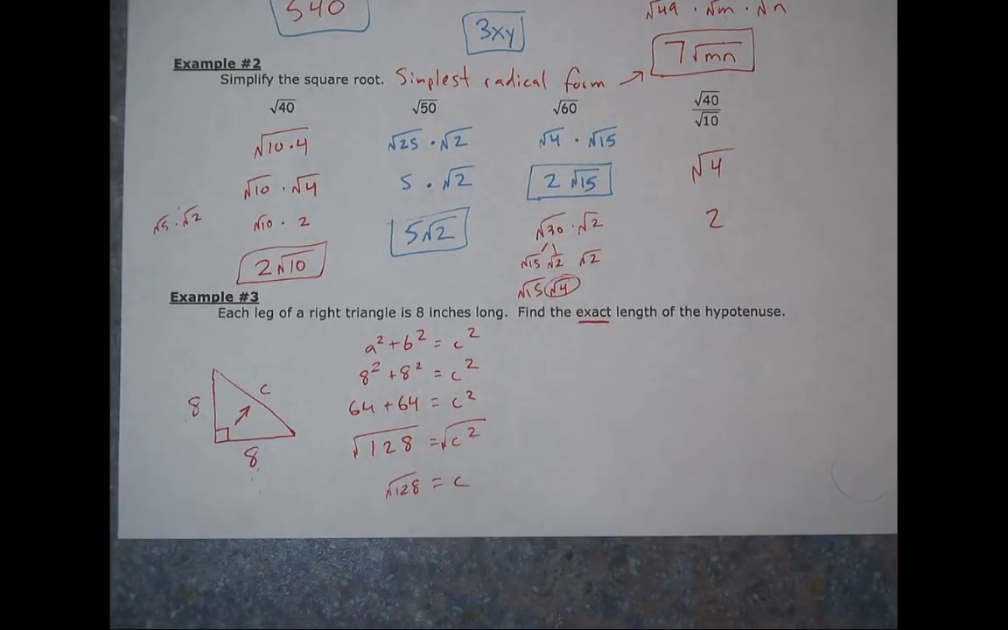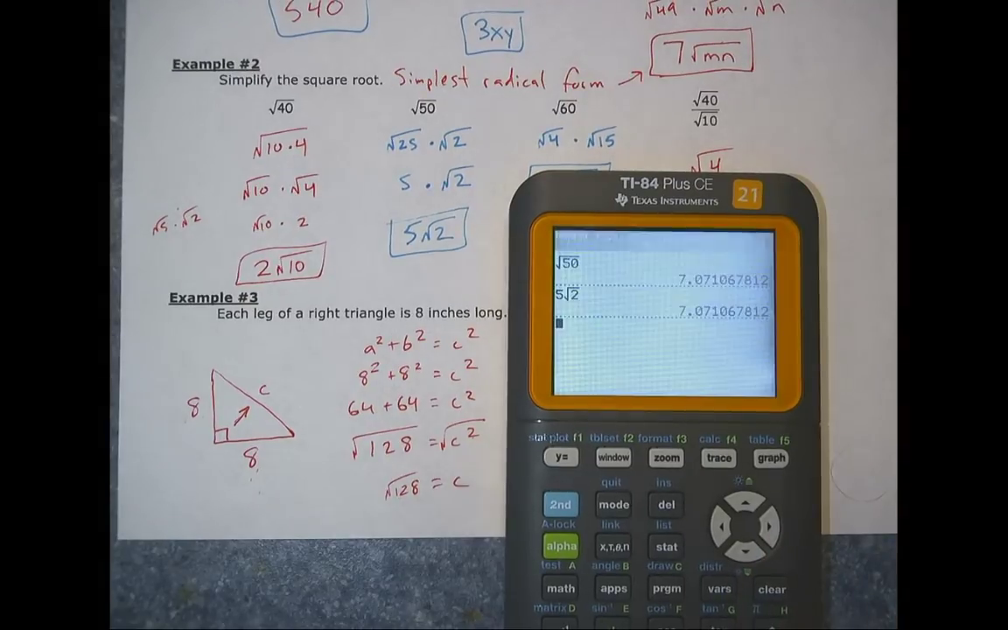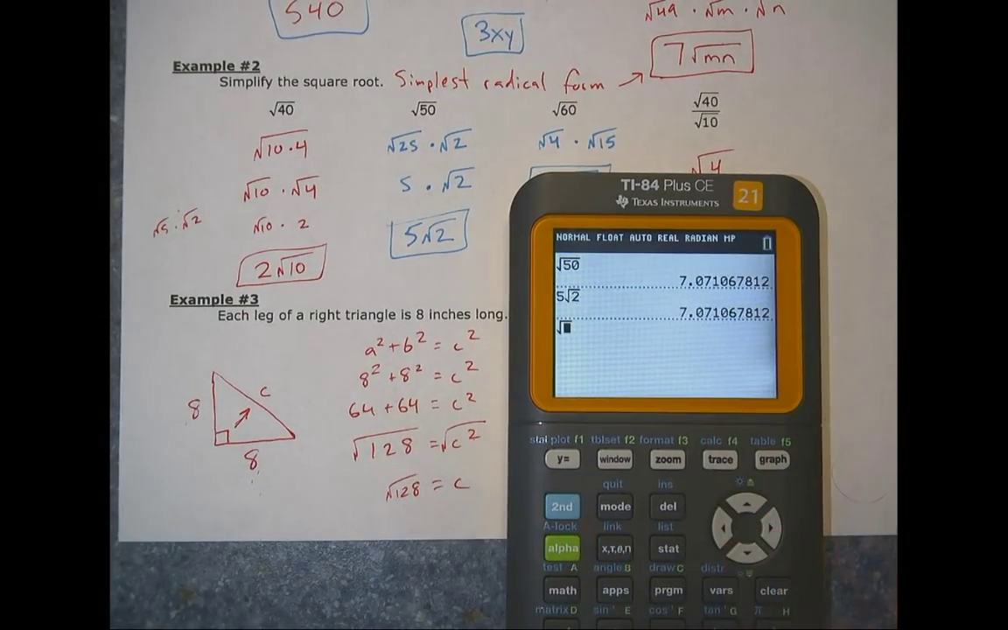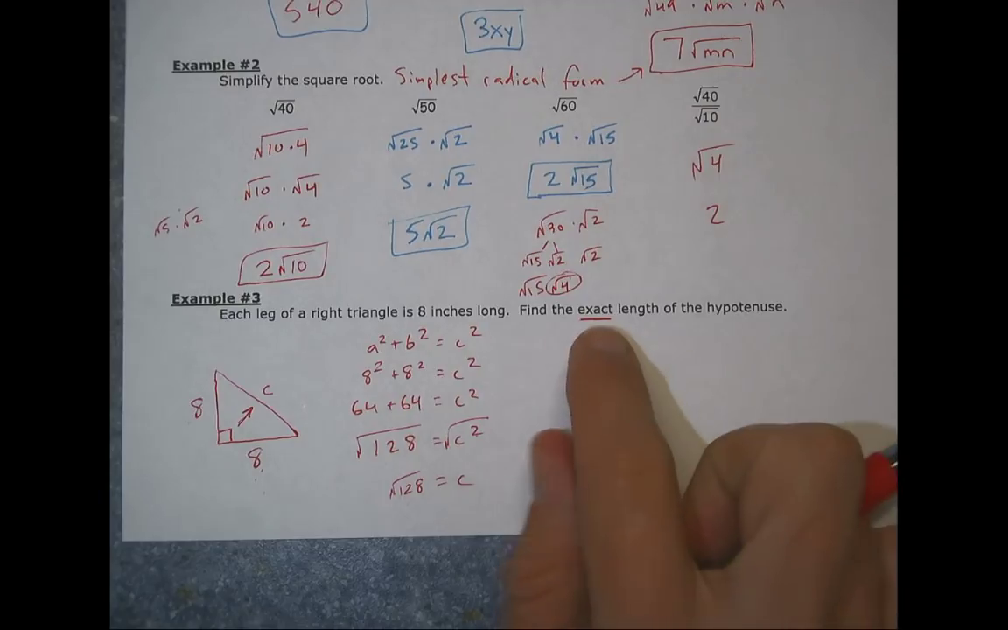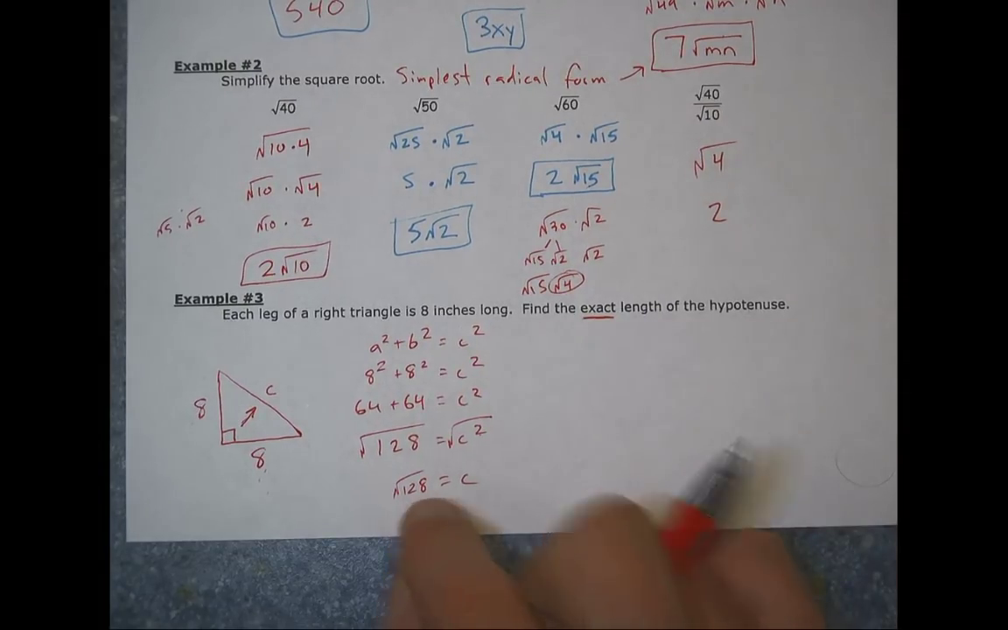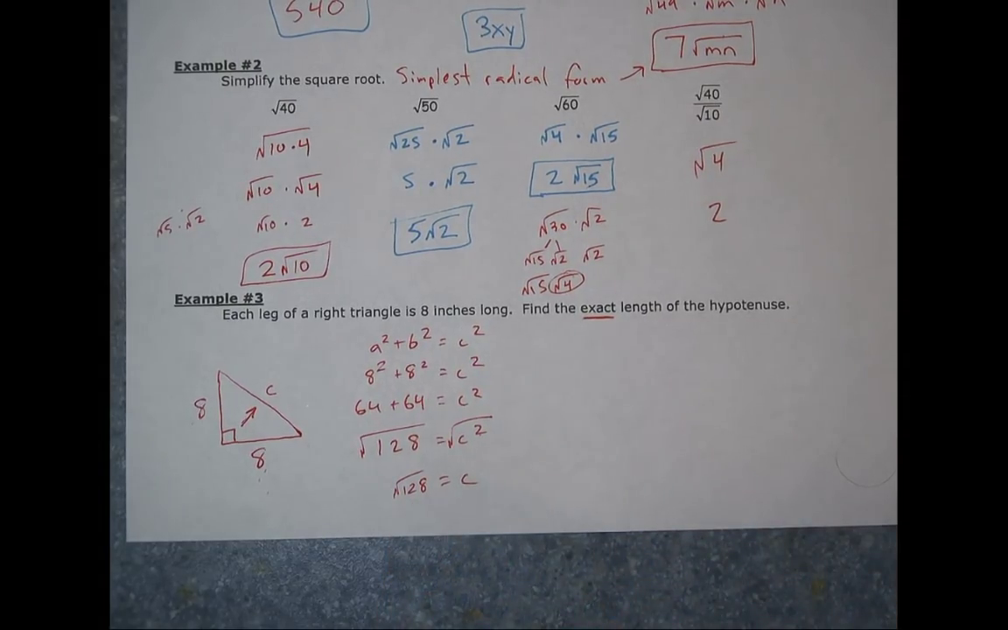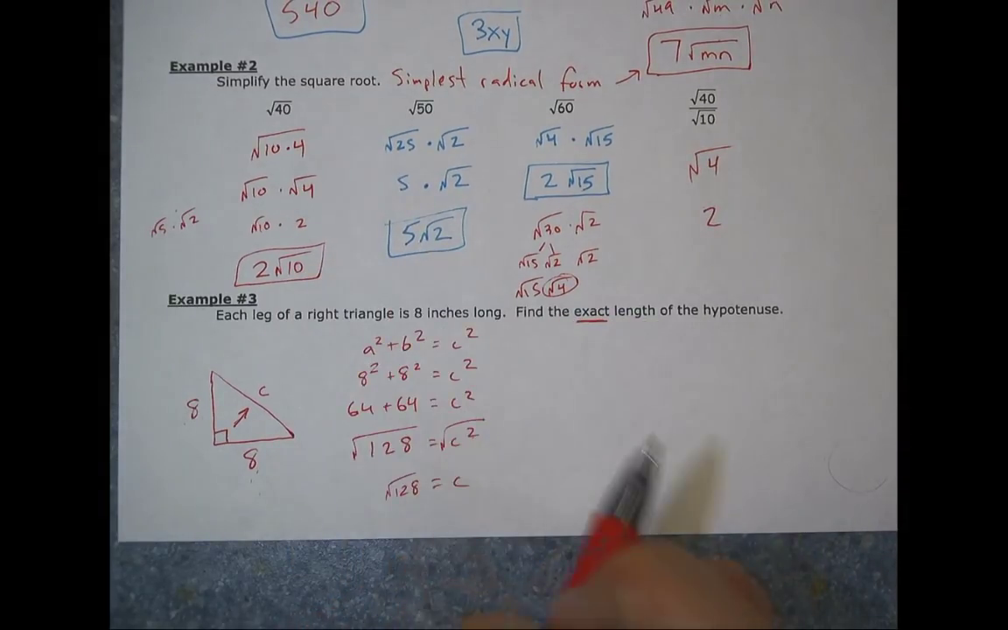If you put that in your calculator, and you're wondering, is there a square root of 128? There is not an exact whole number that goes into 128. And so we're not going to round our answer to the decimal. It says find the exact length. So this could be it, but we want to start testing, are there numbers that go into it that we can split this into and simplify it?